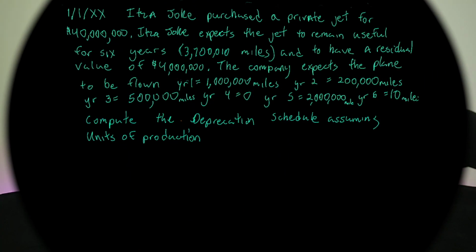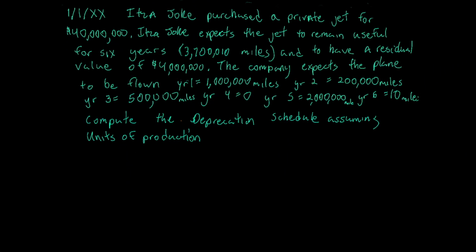To the board. Okay, gang, so we are going to take this illustration and calculate the depreciation expense as well as the table under the units of production method. So on January 1st, It's a Joke purchased a private jet for $40 million. It's a Joke expects the jet to remain useful for 6 years, 3,700,010 miles total, and to have a residual value of $4 million. The company expects the plane to be flown in year 1, 1,000,000 miles, year 2, 200,000 miles, year 3, 500,000 miles, year 4, 0 miles, year 5, 2 million miles, and year 6, 10 miles. Compute the depreciation schedule assuming the units of production.